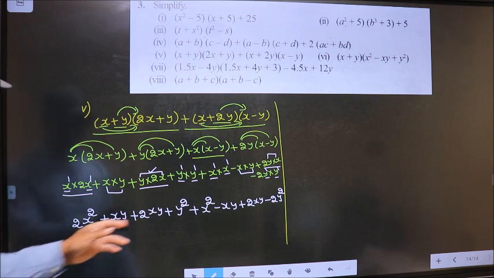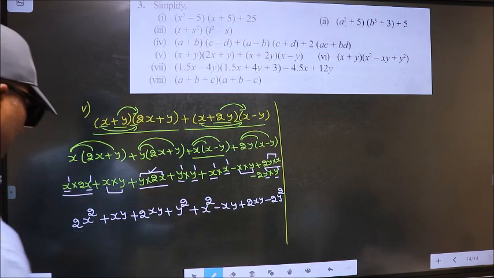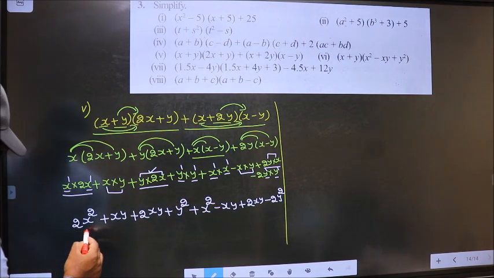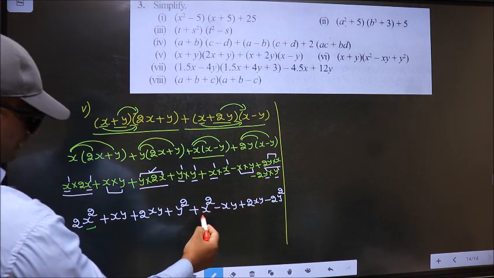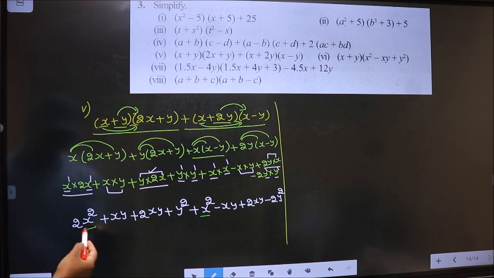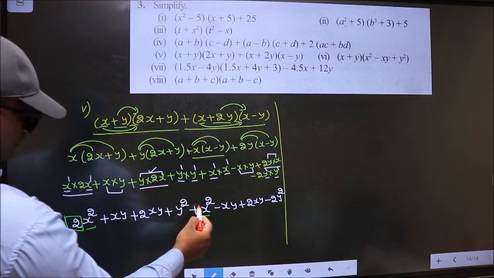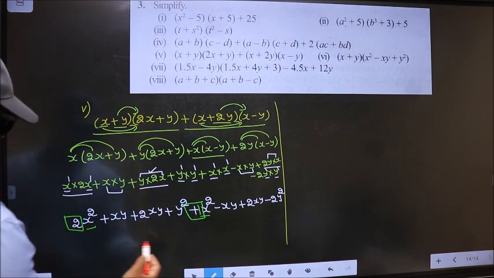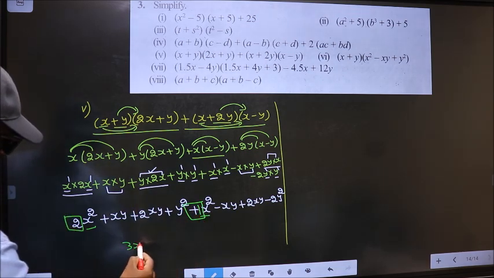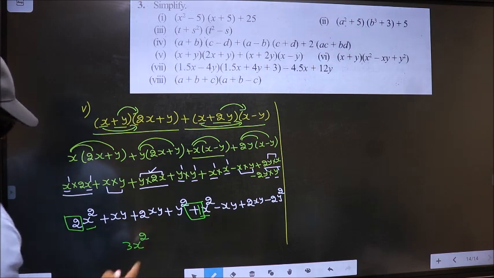Now we should simplify this, starting with x square term. Do we have x square term anywhere else? Yeah, here. Now look at the number before x square. Here we have 2 and here it is plus 1. So 2 plus 1 is 3 x square.